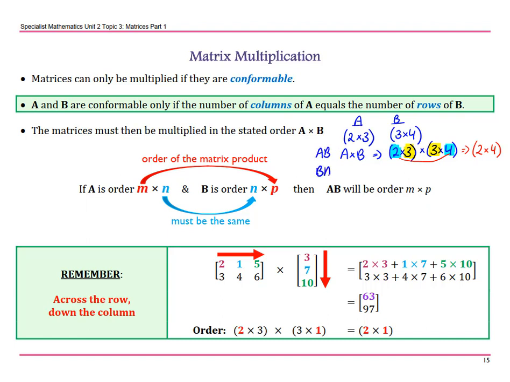If I did BA, which is B times A, I'd have a 3 by 4 matrix times a 2 by 3. These middle numbers here aren't the same. So my number of columns of B is not the same as my number of rows of A. So they're not conformable. Okay, so you can't do it.